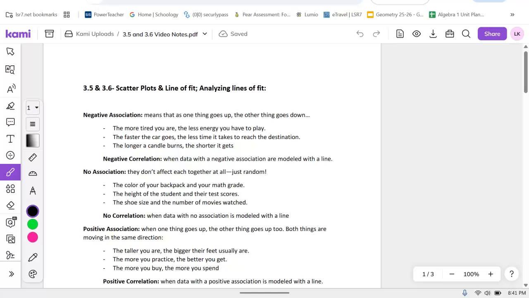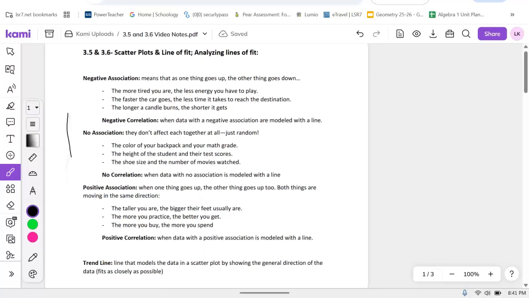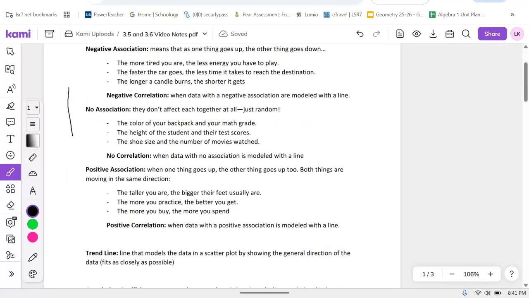Negative correlation is when the data with a negative association are modeled with a line. No association just means that they don't affect each other at all. It's just random. So the color of your backpack and your math grade has nothing to do with one another. The height of the student and their test scores. Shoe size and the number of movies watched. So no correlation is the same thing. It's just the data with no association modeled with a line.